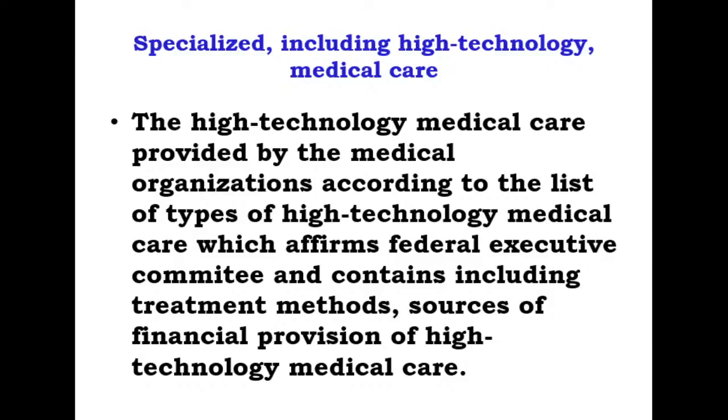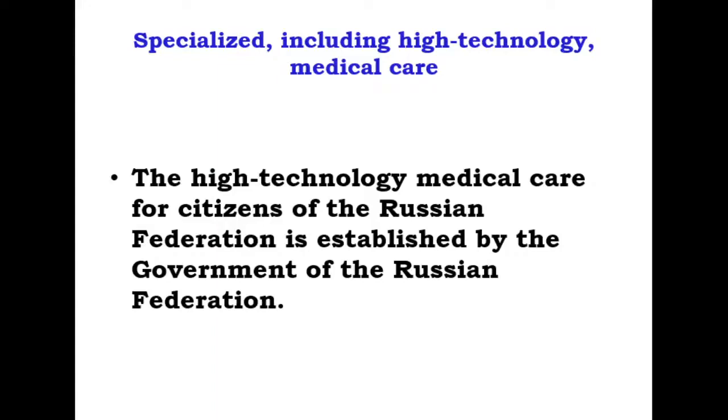The high technological medical care is provided by the medical organization according to the list of types of high technological medical care, which contains treatment methods and sources of financial provision. The high technological medical care for citizens of the Russian Federation is established by the government of the Russian Federation. This is medical help organized by insurance policies which all members of the Russian Federation have.